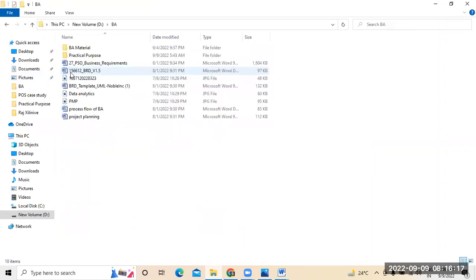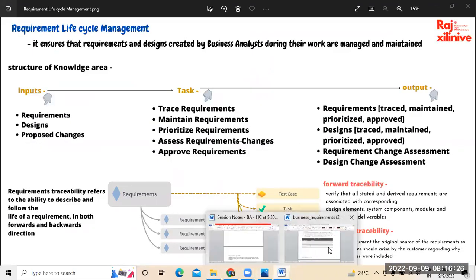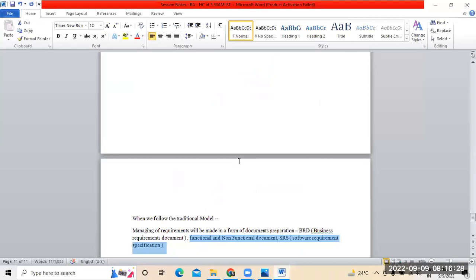So software requirement specification, we call it as. So the SRS document will be prepared here. When you want to maintain the requirements in the traditional model, we prepare BRDs, business requirements documents. We prepare software requirement specification in connection to the functional and non-functional requirements.